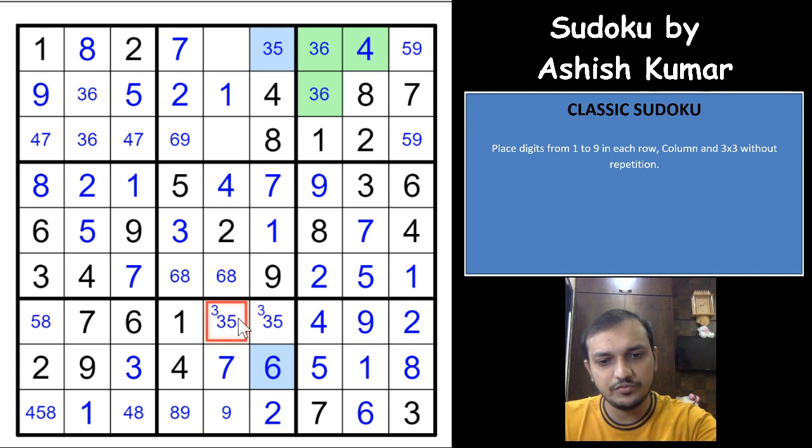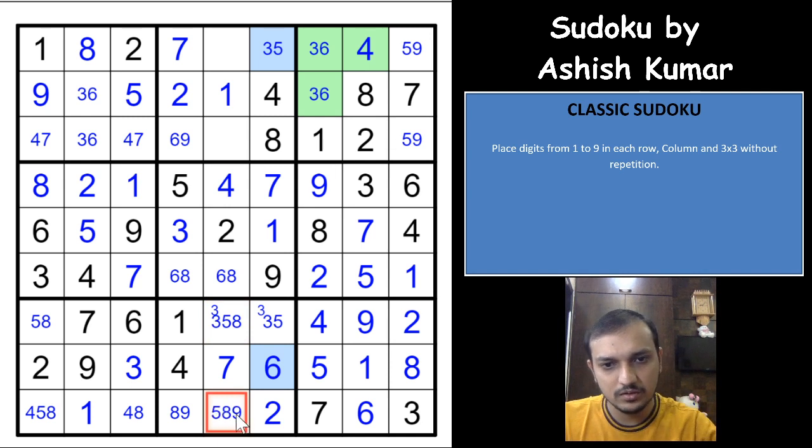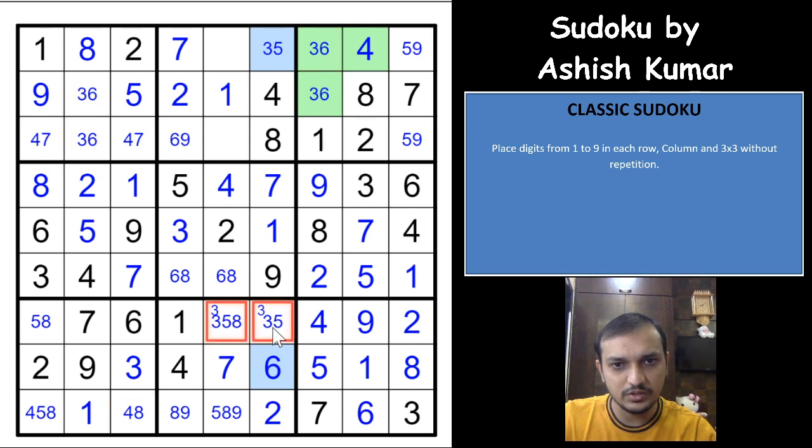So this is 3 5 and 8, 4 5 8 9, right? 4 5 8 9, so 4 would have to be in one of these 2 cells, in these 2 cells. 3 6 here. Come on, what are we missing here? 3 would have to be in one of these 2 cells, right? So 1 2 3 5 6 and 9.